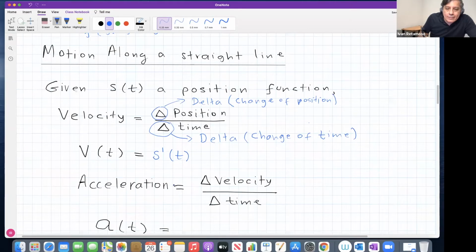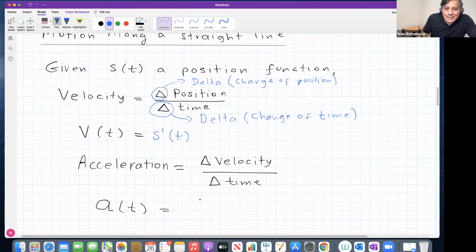Similarly, physicists often talk about acceleration as the change in velocity over a change in time. Delta of velocity over delta of time gives you the acceleration, the instantaneous rate of change of velocity to be precise. But this acceleration can be computed as the derivative of the velocity function. The derivative of the velocity function, v prime of t, with respect to t, gives you the acceleration.